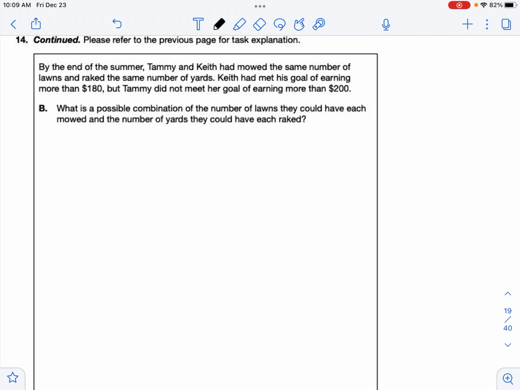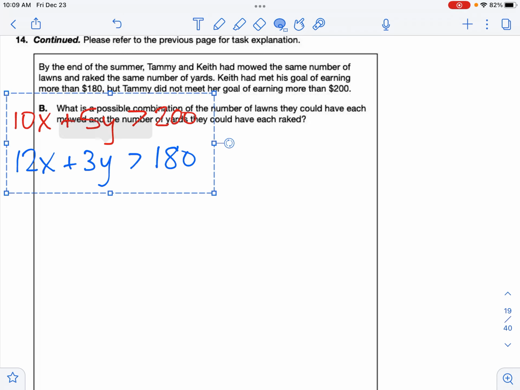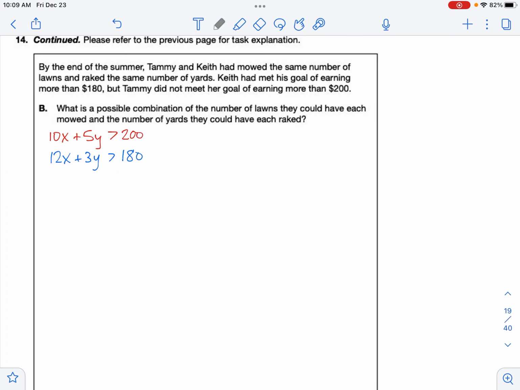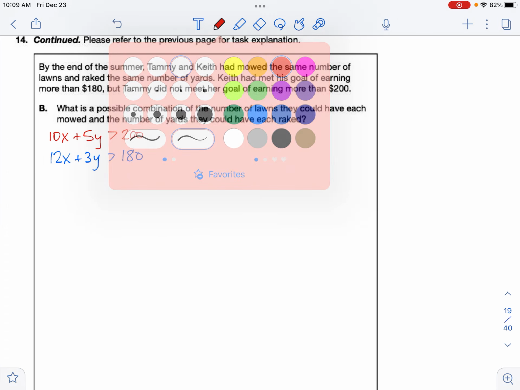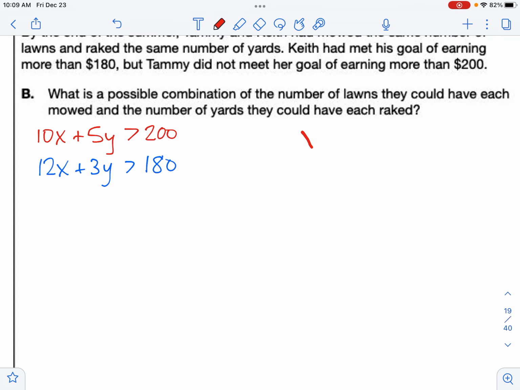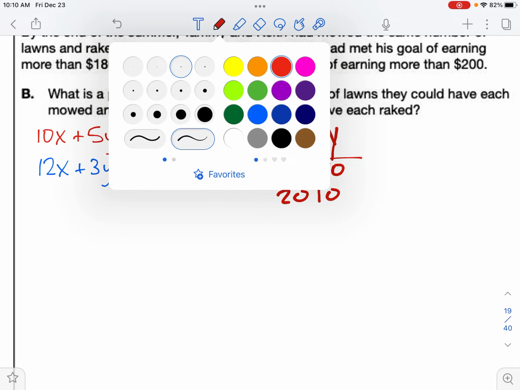What I want to do is take each of their inequalities, jot those down here from earlier, and make a little table for each of them. So Tammy's table is going to look like this. If I plug 0 in for x, what would I get for y? I would get 40. And if I plug 0 in for y, I would get 20 for x. That would be Tammy's table.